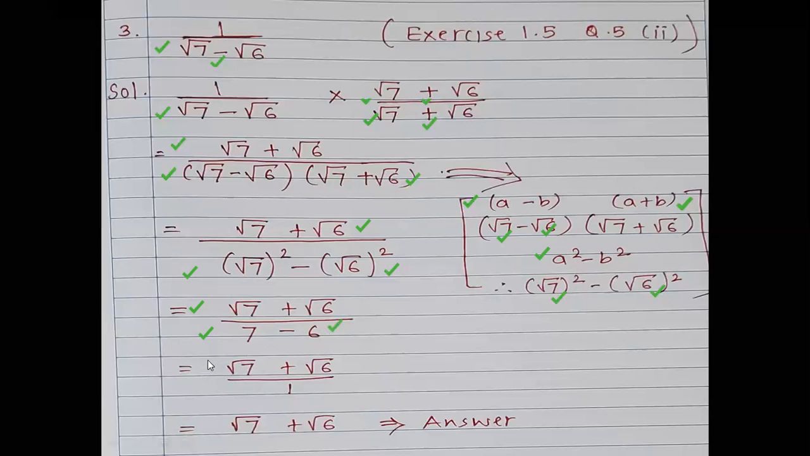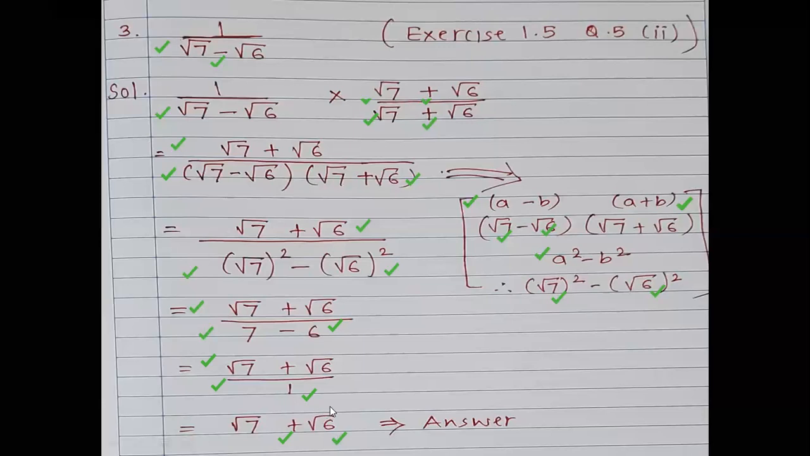In the next step, the numerator is written as it is, and 7 minus 6 happens to be 1. So you can see over here that the irrational denominator has been converted to a rational denominator, which is 1. So on rationalization of the given question, the answer is root 7 plus root 6. I hope you have understood this question.